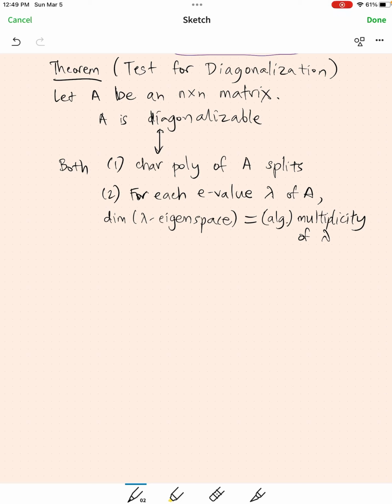Well, I think we better look at an example. Let's do some examples to see if these matrices are diagonalizable. Is this matrix, let's do a 2 by 2 example, 1, 0, 1, 3, diagonalizable.